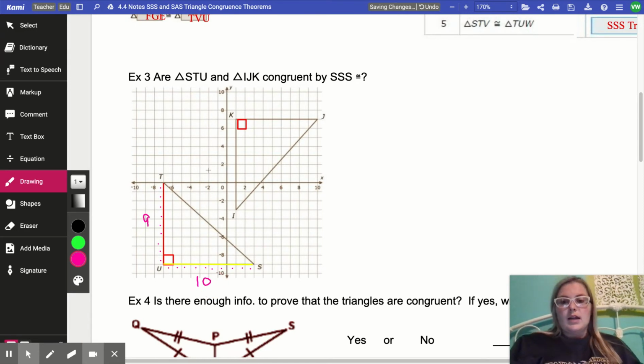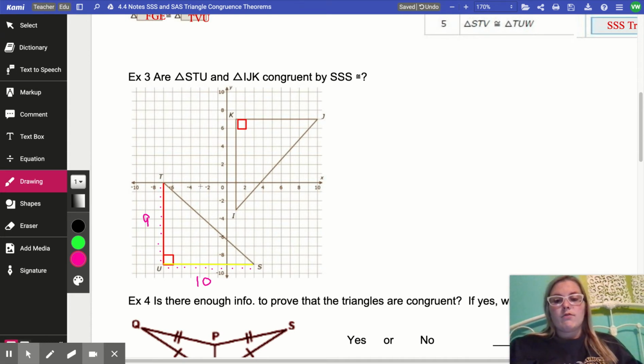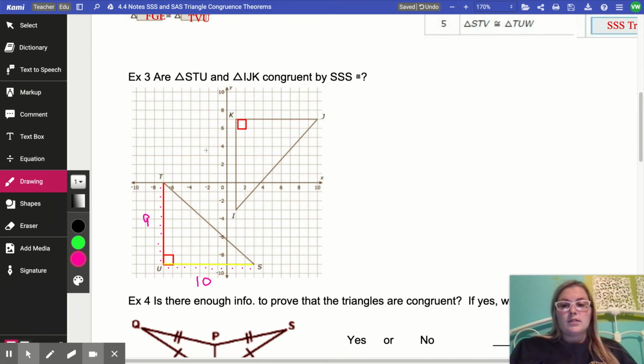All right, now I need to find the length from T to S. And this is when we're going to use our Pythagorean theorem yet again. So our a squared plus b squared equals c squared. So I'll give you guys a second to set that up. Remember, your c value is always going to be the value across from the 90-degree angle. So in this case, you're going to be looking for c.